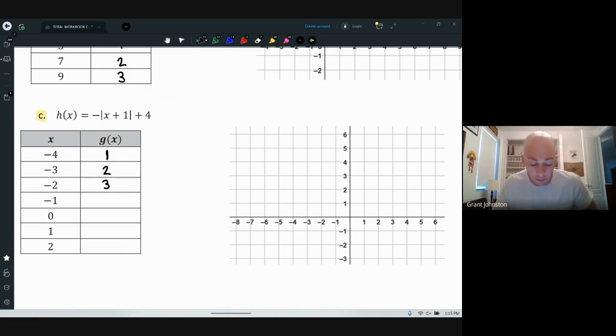I know I'm talking really fast, but plug in negative 1. Negative 1 plus 1, 0. Absolute value of 0 is 0. There's a negative in front, doesn't matter. Negative 0 is just 0. 0 plus 4 is 4.